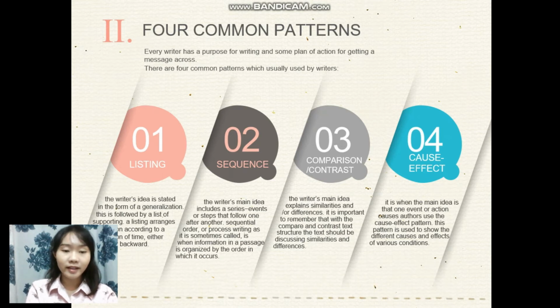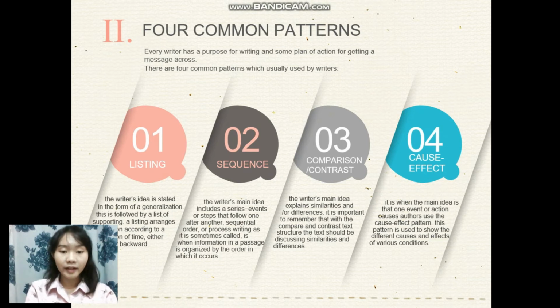The first one is listing. In listing, the writer's idea is stated in the form of a generalization. This is followed by a list of supporting details. A listing arranges information according to a progression of time, either forward or backward.